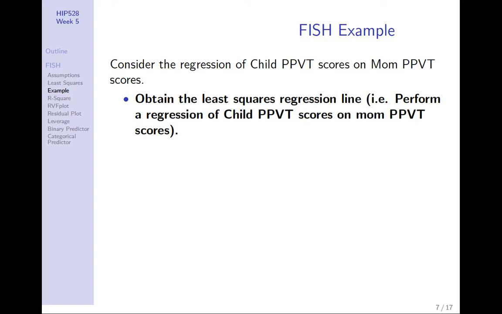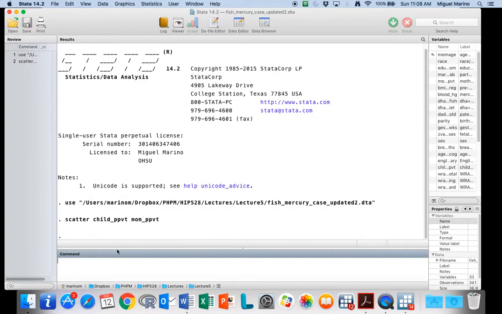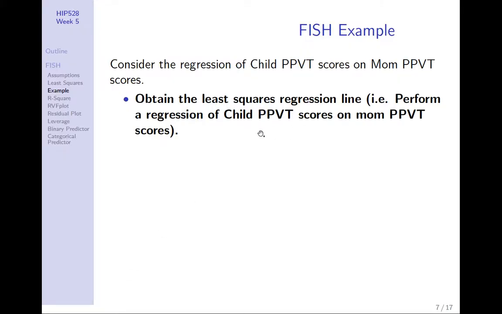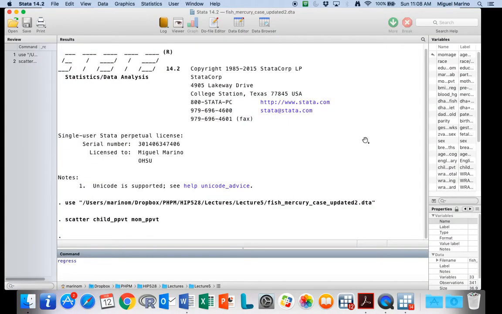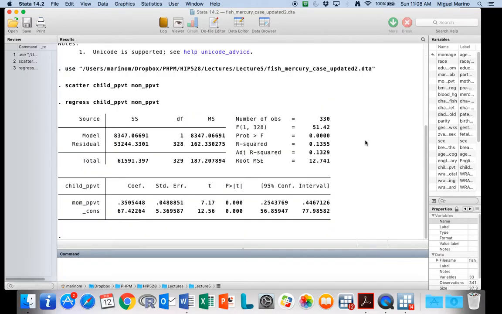Okay, so we said then let's consider an example where you're interested in the regression of child PPVT scores on mom PPVT scores, and so that is this linear regression. So we'll close this, and we said, well, let's get a regression of child PPVT scores on mom PPVT scores. And you get this relationship.